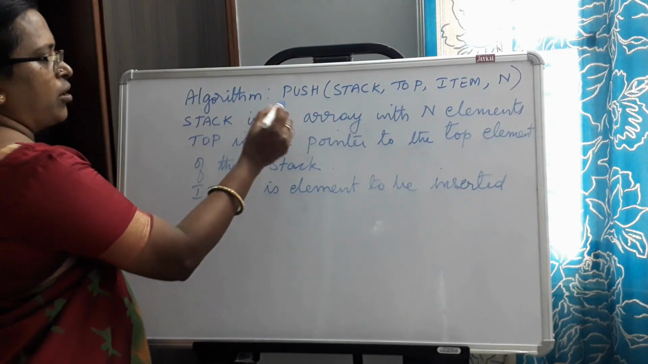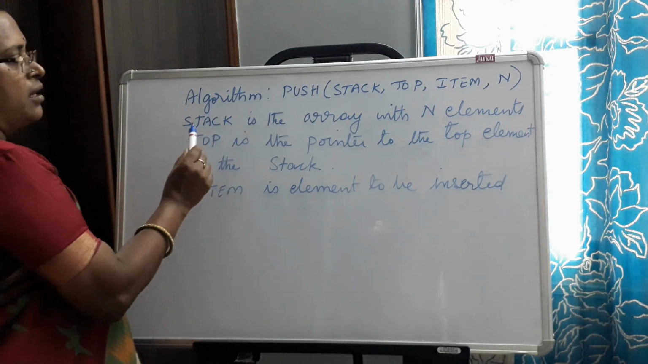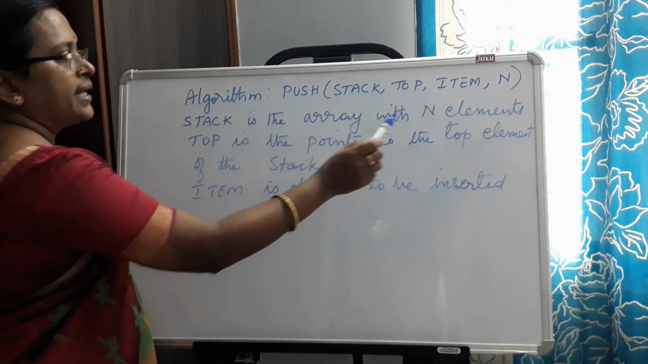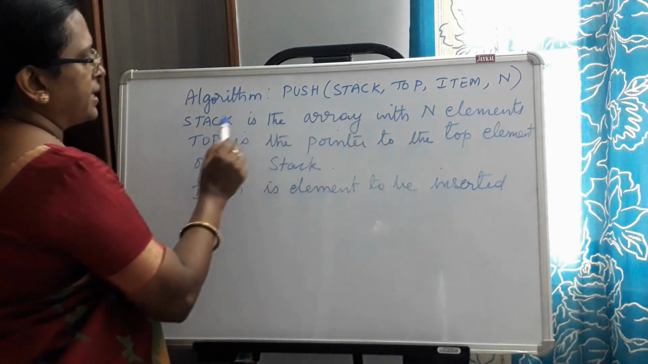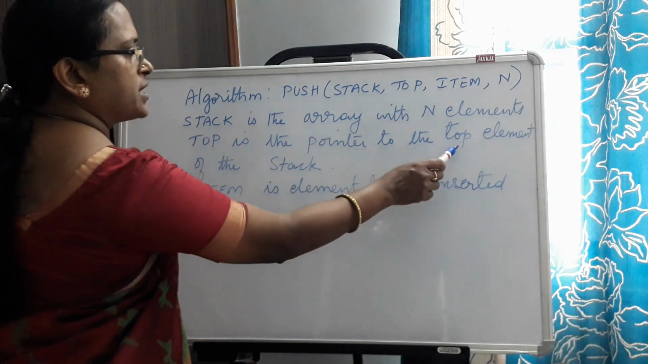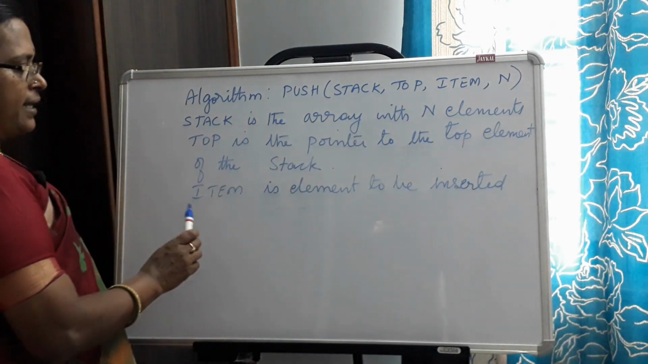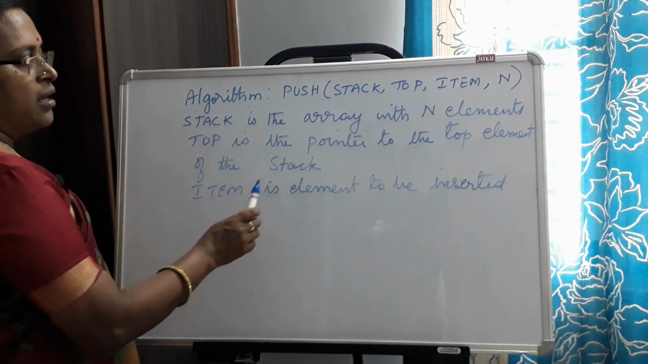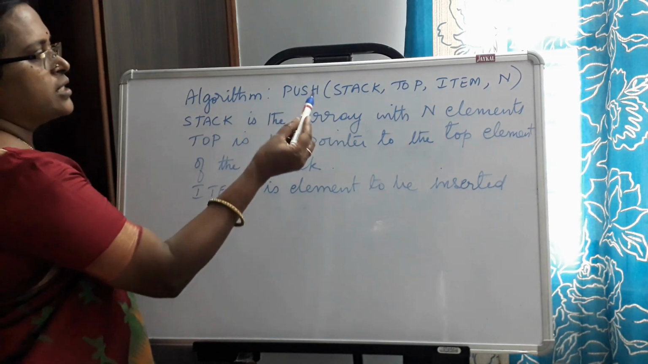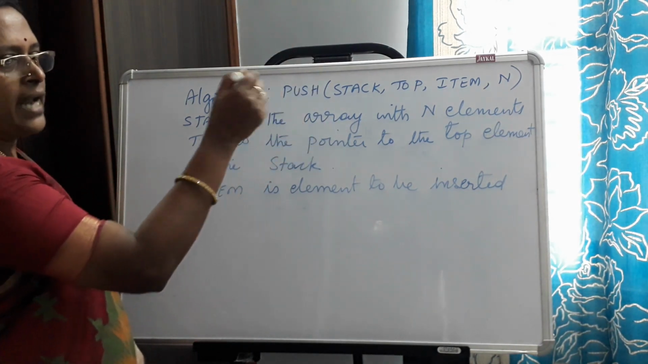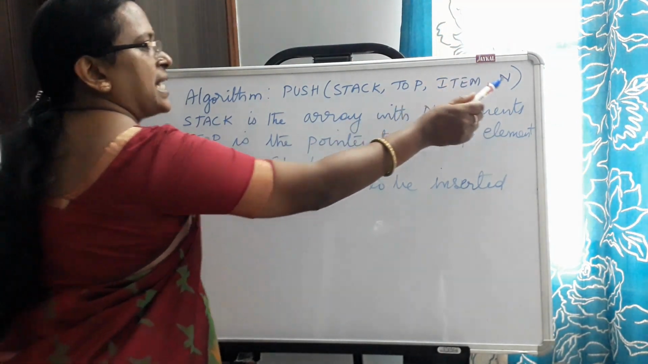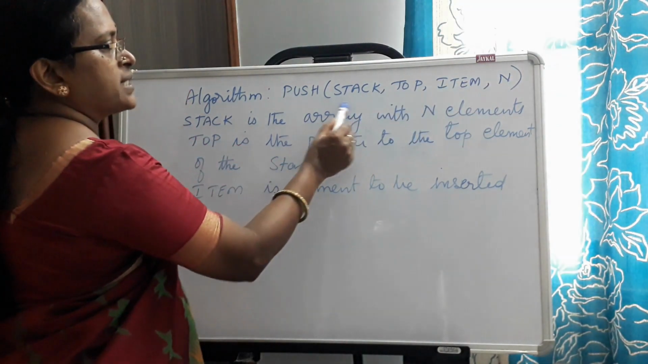This is the push algorithm, in which we use the name stack to represent the array, and n is the number of elements in the array stack, and top is the pointer which points at the topmost element of the stack, and item is the variable name which is to be inserted into the stack. So push operation is used to insert new elements or items into the stack. N represents the size of the array which is used to represent the stack.